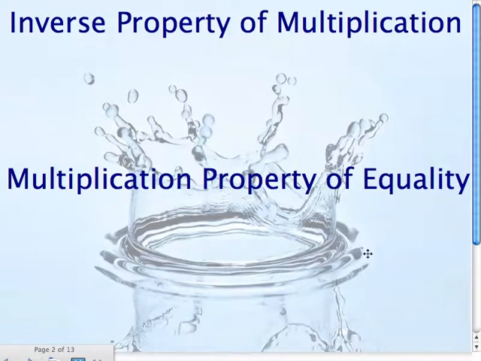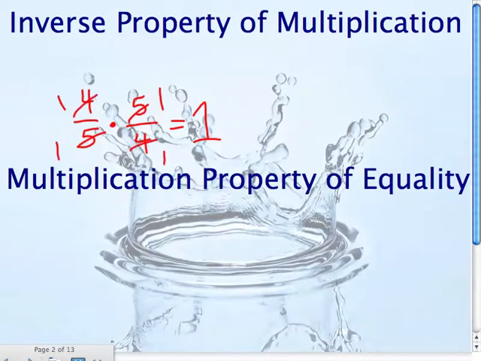So starting with the inverse property of multiplication, all that says is anytime you have reciprocals, so for example, 4/5, its reciprocal is 5/4. If I multiply them, I'm always going to get 1. The reason is, if you think about it, 4 times 5 is 20, 5 times 4 is also 20, 20 over 20 is 1. Or you could do your simplifying, how we normally end up doing. All of them get simplified down to 1.